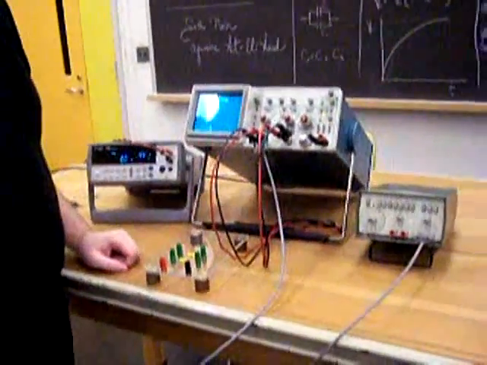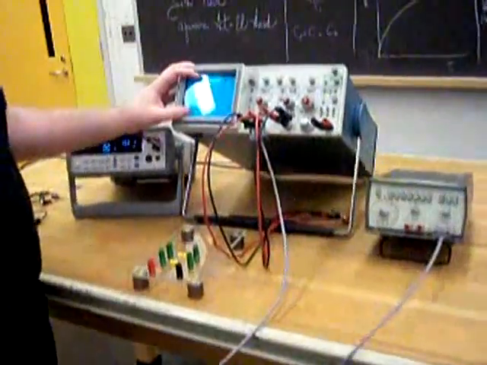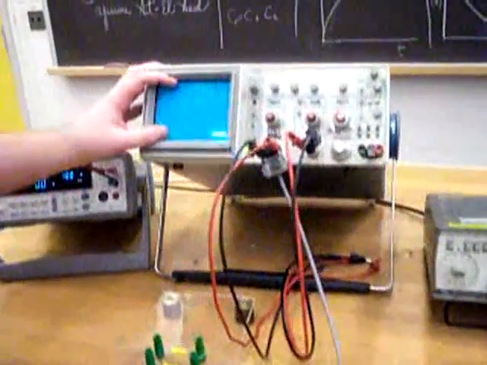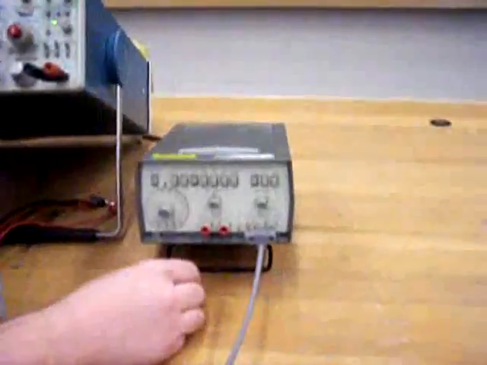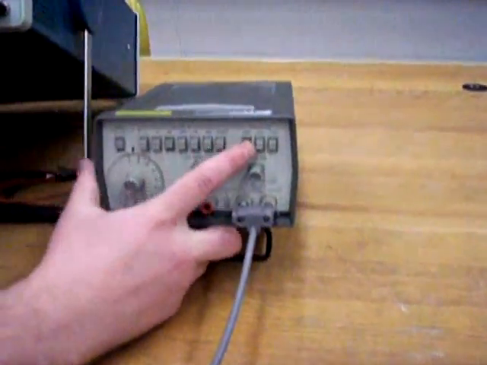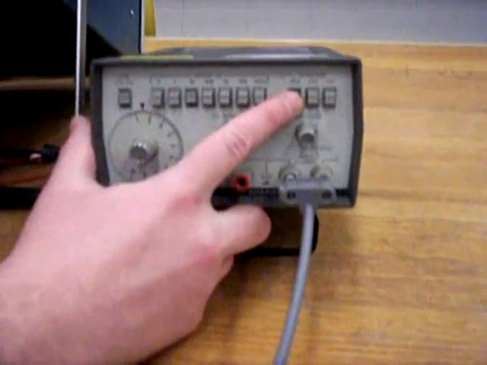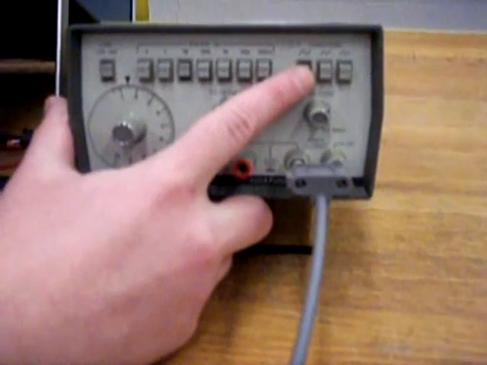So now, let's take a look. We have a square wave coming out of our function generator. So let's take a look at the function generator. Well, we have our square wave because the square wave button's depressed right there.